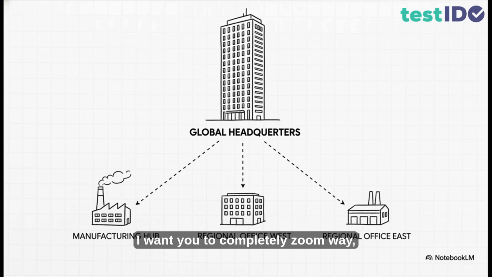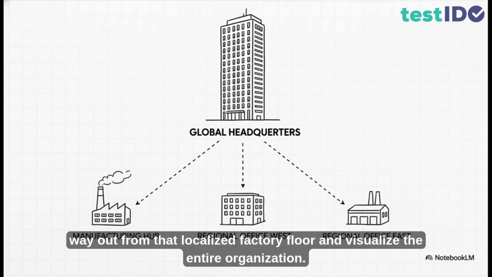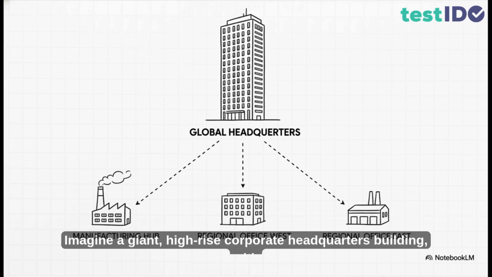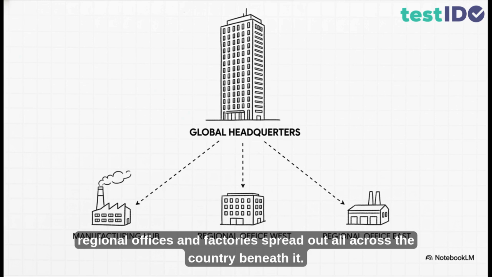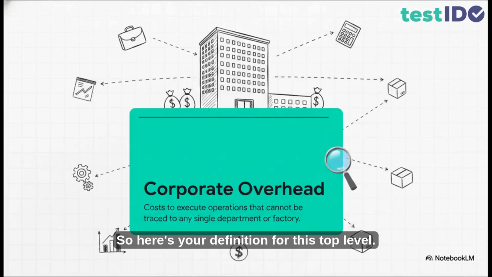I want you to completely zoom way, way out from that localized factory floor and visualize the entire organization. Imagine a giant, high-rise corporate headquarters building with regional offices and factories spread out all across the country beneath it. So here's your definition for this top level.